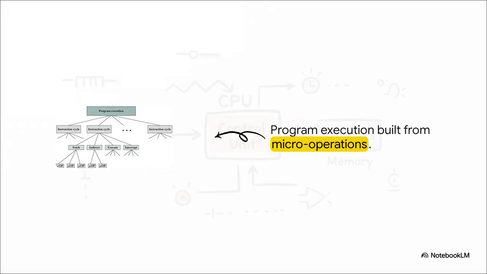When you map this out from the top down, you can really see the hierarchy. At the very top, you've got the full execution of a program. Step down a level, and we see that a program is just made up of individual instruction cycles. And, as you might remember from previous chapters, each instruction cycle is broken into smaller subcycles. Stuff like fetch, indirect, execute, and interrupt. But look at the very bottom foundation. Even those subcycles are broken down into the ultimate building blocks, those micro-operations.